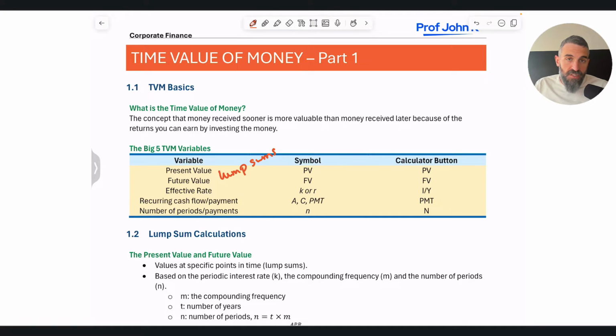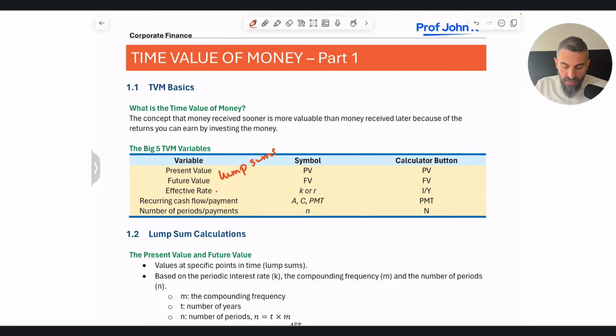And then the calculator buttons, right? We're going to be using a financial calculator for a lot of stuff. And so it's the same buttons on the financial calculator. And then you've got your effective rate. This is basically the interest rate. Now, the effective rate, we'll get into this a little bit more later, is not necessarily the APR, if you've heard of that before. For now, just know that the effective rate is the interest rate that we use in whatever the context may be.